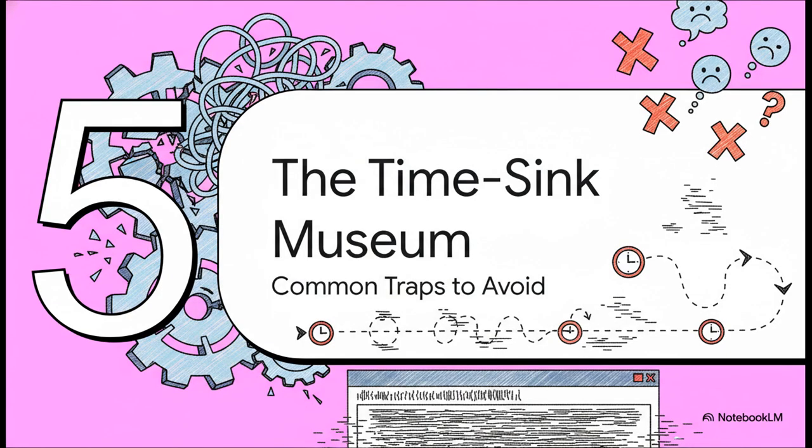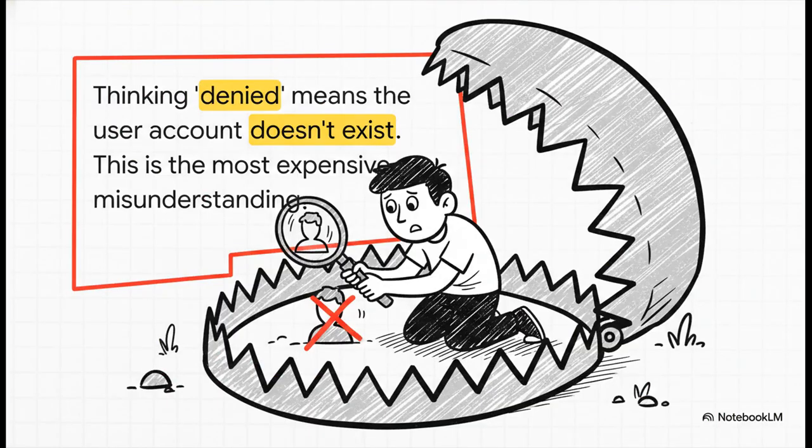All right, let's wrap this up by looking at the common mistakes, those bad habits that just fill our terminal with useless errors and turn a quick 10-minute job into an hour-long headache. Okay, this is trap number 1, and it's a big one. You try to look up a username, you get denied, and you just assume, oh, well, that user must not exist. That is a massive misunderstanding.